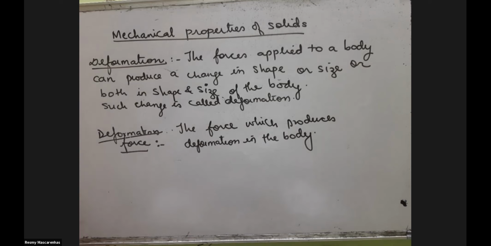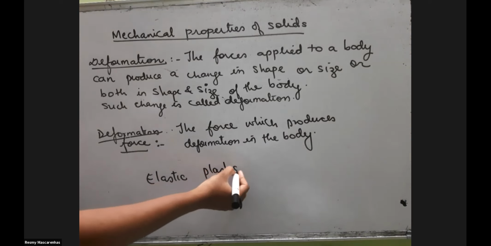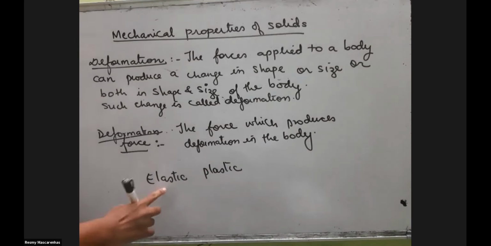Now, based on this deformation, there are two types of deformations which can happen. One is elastic and the other one is plastic. Don't write this, that I'll give later. Under elastic, consider a rubber band. When you stretch the rubber band, you are applying force. So the force causes deformation in the rubber band. It will get stretched. So its original shape will change.